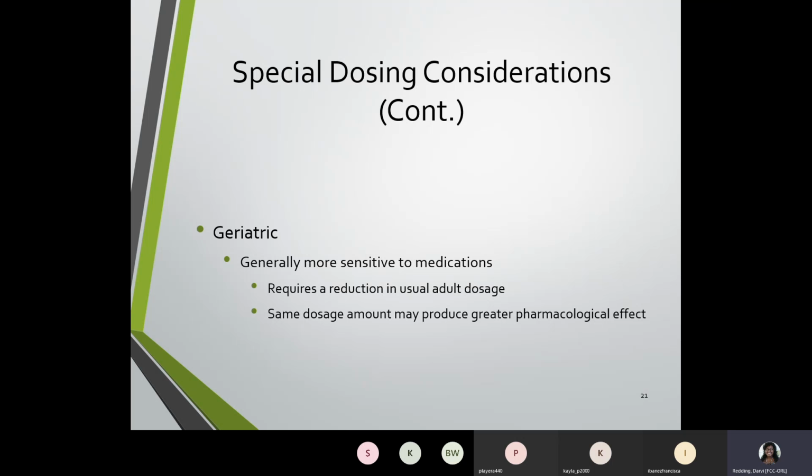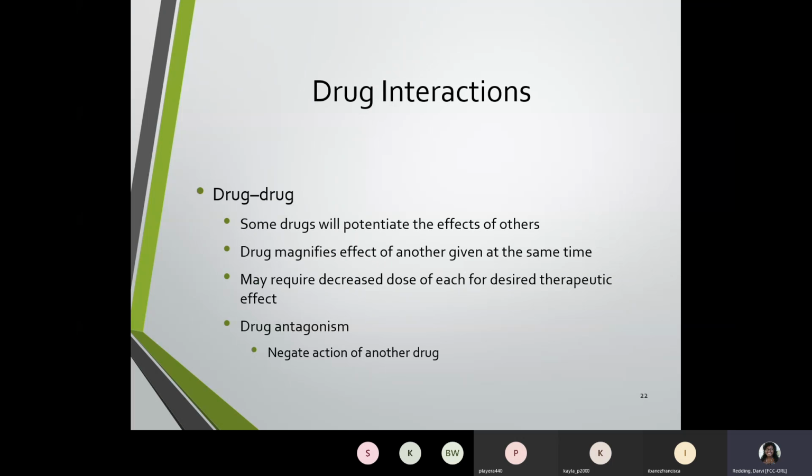Now, with the geriatric population, some other special dosing considerations is that the geriatric population generally are more sensitive to medication, and this requires a reduction in a usual adult dose. Also, the same dosage amount may produce greater pharmacological effects. So the dosing is specifically important when prescribers prescribe for the geriatric population.